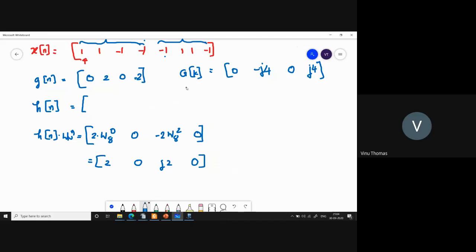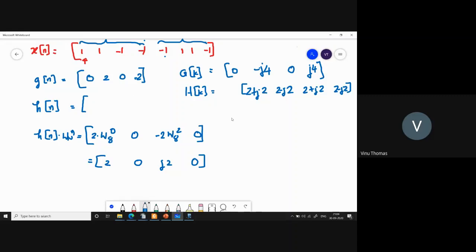Likewise, you can write H of k. H of k would be equal to 2 plus j2, then the next one would be 2 minus j2, next would be 2 plus j2, and the last value would be 2 minus j2. So these are the values. Okay, so you have G of k and H of k.